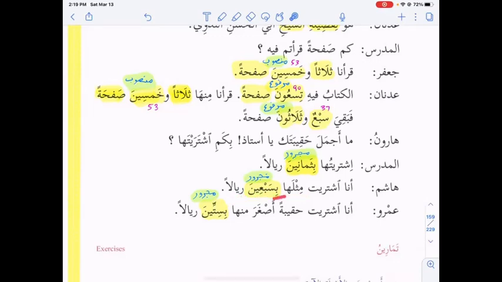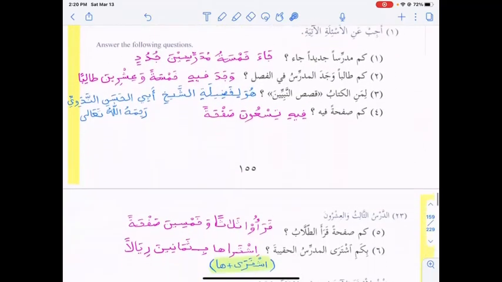Again, B came, so 70 is your majroor bil ya li'annahu jama mudhakkar salim. Ana ishtaraytu akibatan asgar minha. I bought a handbag asgar, smaller than it, bisittina riyalan. Bisittina is 60 riyals. Again, sittina is mansoob. No, B has come, so it is majroor bil ya li'annahu jama muzakkar salim. And this is 60. That is why.